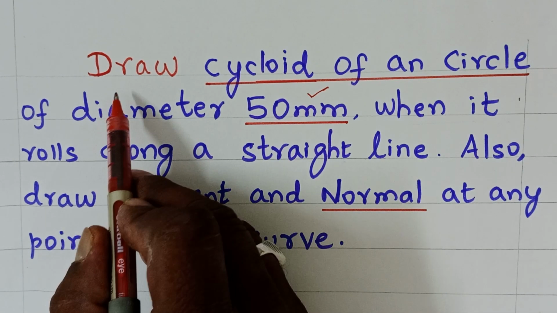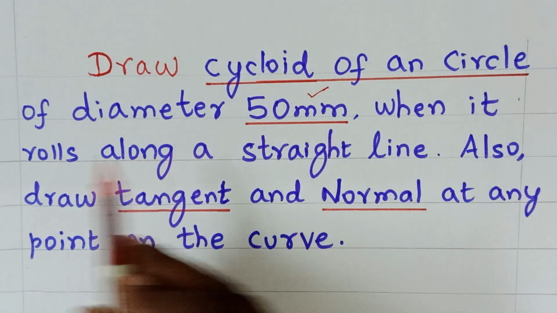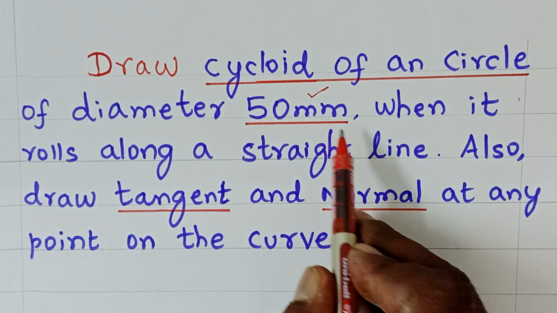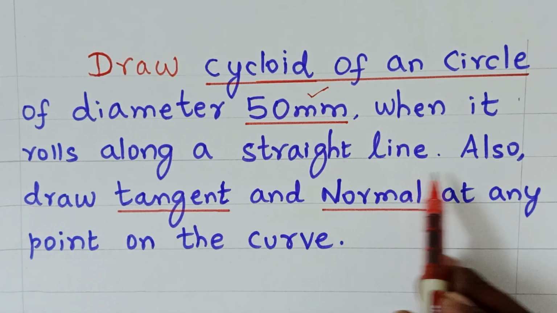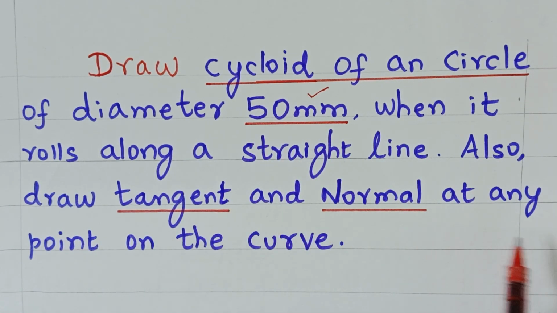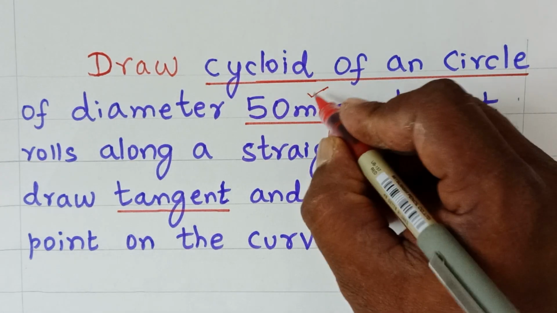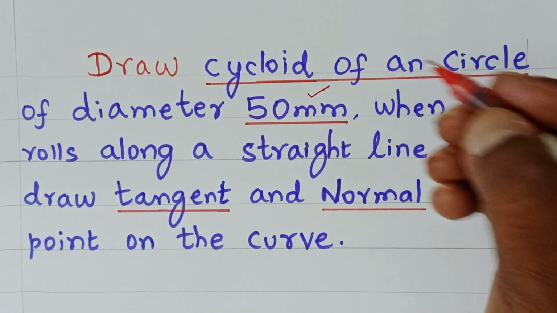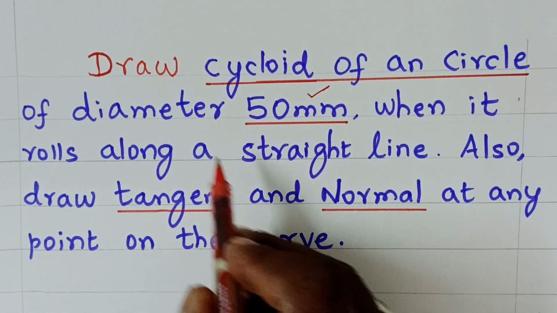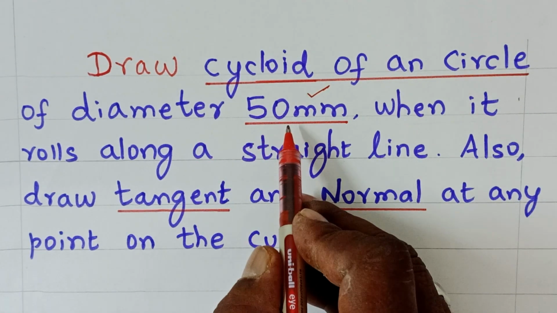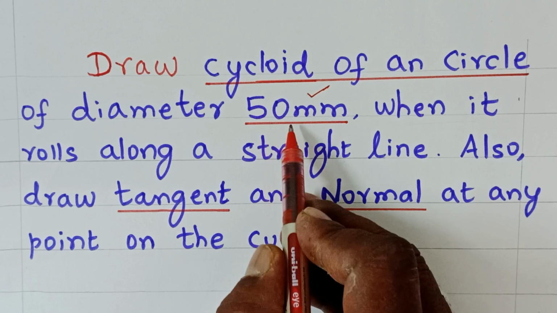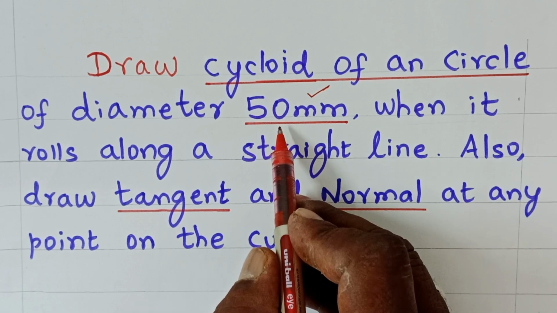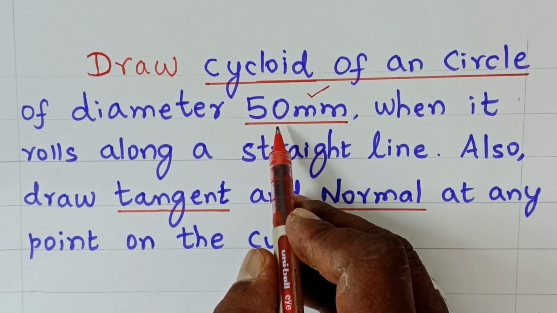Please read the question. Draw cycloid of a circle of diameter 50 mm when it rolls along a straight line. Also draw tangent and normal at any point on the curve. So the circle diameter is given as 50 mm, which means 5 centimeter. So you have to take the radius, which will be half of the diameter. 50 divided by 2 will be 25 mm. 25 mm will be the radius of the circle, that is 2.5 centimeter.